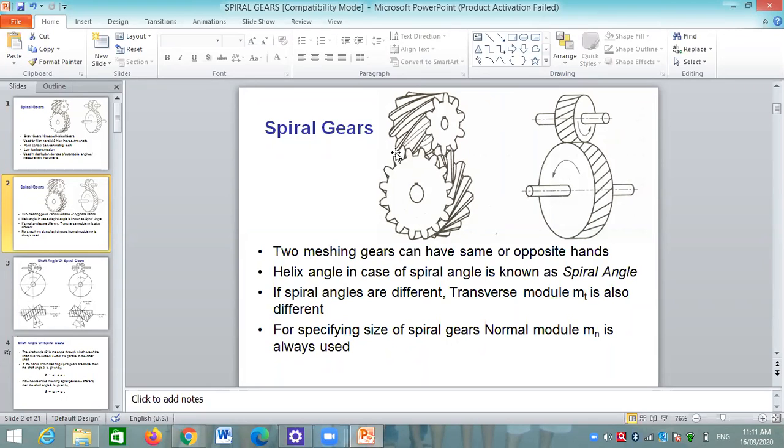That's why in a spiral gear the transverse module is different, and therefore for calculation purposes in a spiral gear the normal module is generally used. In a helical gear, generally the transverse module is used for calculation, but in a spiral gear the normal module is used instead of the transverse module.